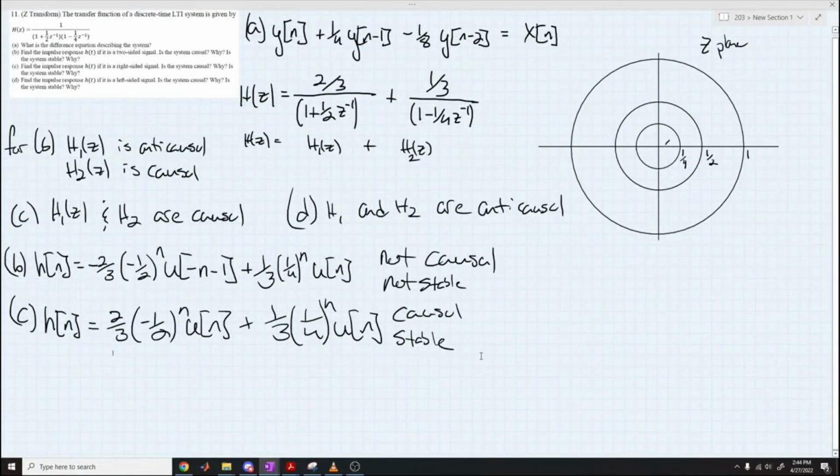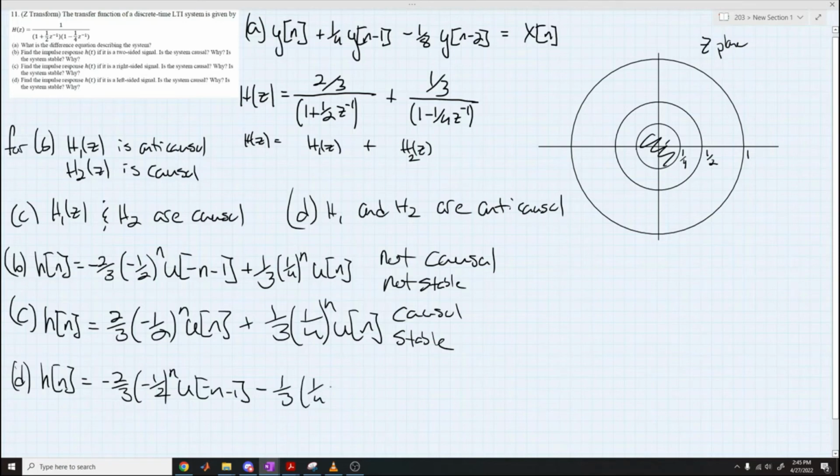All right, for part D, what's the impulse response if it's a left-sided signal? If it's a left-sided signal, it's in here, right? So we'll have -2 over 3. This one's just repeated from the first part of the problem. And we won't have a plus sign, we'll have a minus sign. Minus 1/3, 1 over 4 to the n, u of -n minus 1. And that, again, is just from the table.